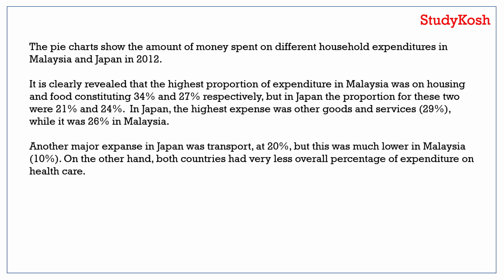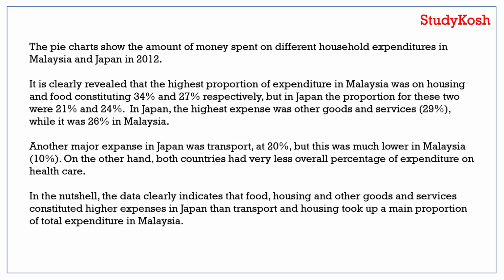Now we have covered all the categories, we have compared the categories, we have revealed the statistics. Now comes the conclusion. In the nutshell, the data clearly indicates that food, housing, and other goods and services constituted higher expenses in Japan than transport and housing took up a main proportion of total expenditure in Malaysia. Now students, in conclusion, we generally tell what was overall scenario. And most importantly, when you start a conclusion, you can use these connecting words in the nutshell. Pause the video and note down this word.